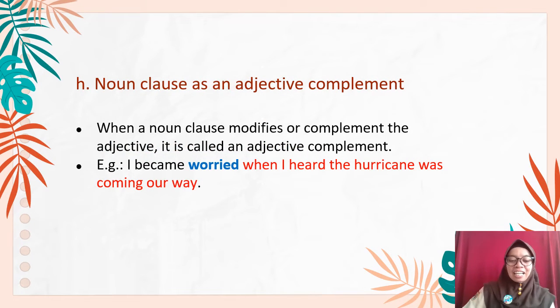And lastly, let's go on to the noun clause as an adjective complement. When a noun clause modifies or complements the adjective, it is called an adjective complement. Please have a look at the example. I became worried when I heard the hurricane was coming our way. In this sentence, the noun clause when I heard the hurricane was coming our way modifies the adjective worried.